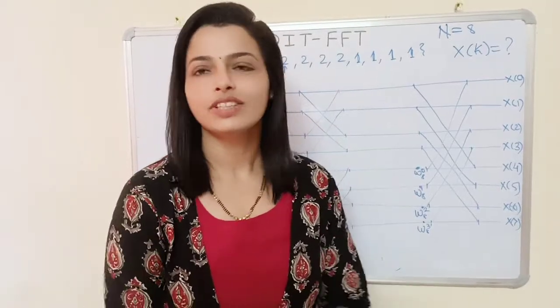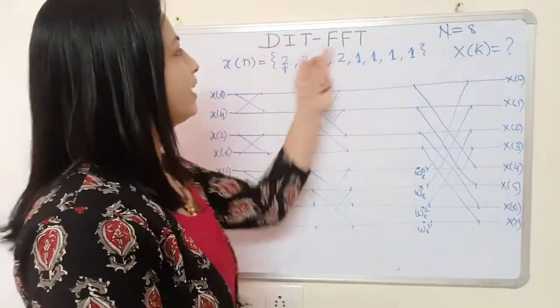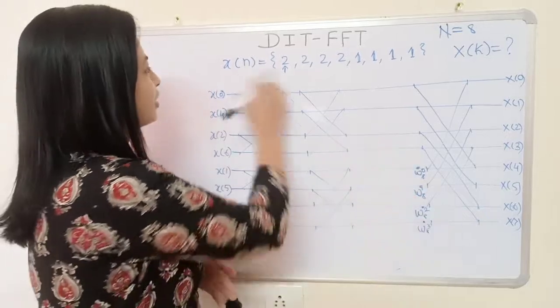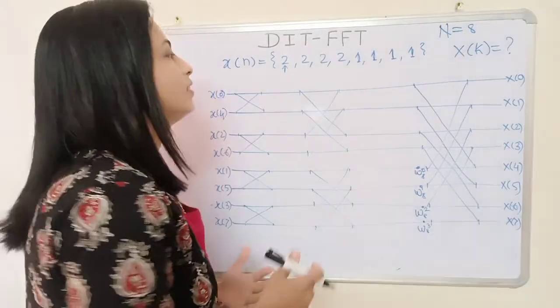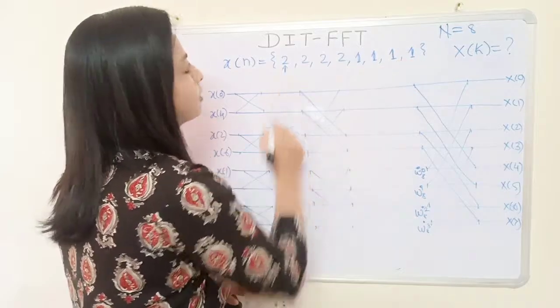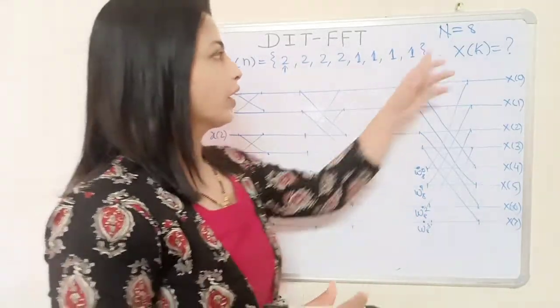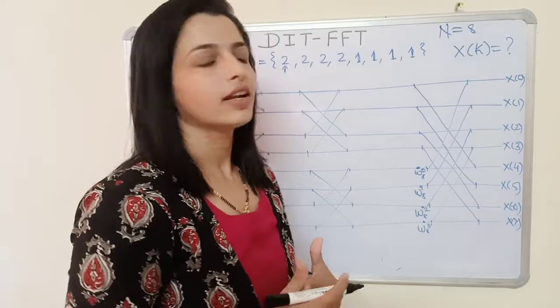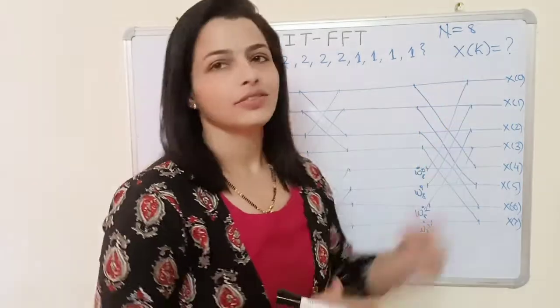Hello friends, today we'll solve one numerical on DIT-FFT. Suppose x of n is an 8-point sequence written here: 2, 2, 2, 2, 1, 1, 1, 1. So N is equal to 8 and we want to find the FFT.